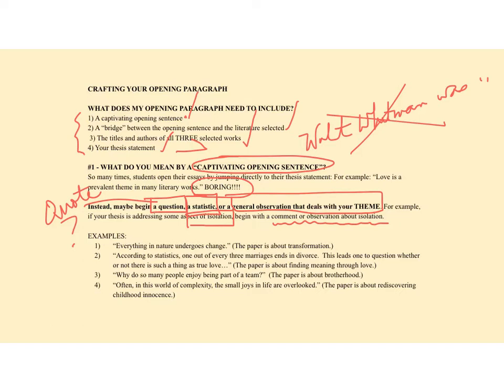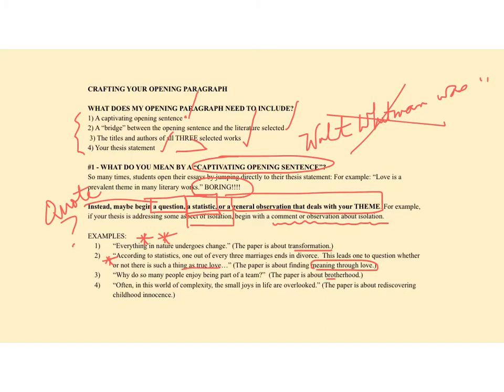Here are some samples. In a paper about transformation, you could begin with the general comment that everything in nature undergoes change. If your paper is about finding meaning through love, you might start with the statistic. According to statistics, 1 out of every 3 marriages ends in divorce. This leads one to question whether or not there really is such a thing as true love.